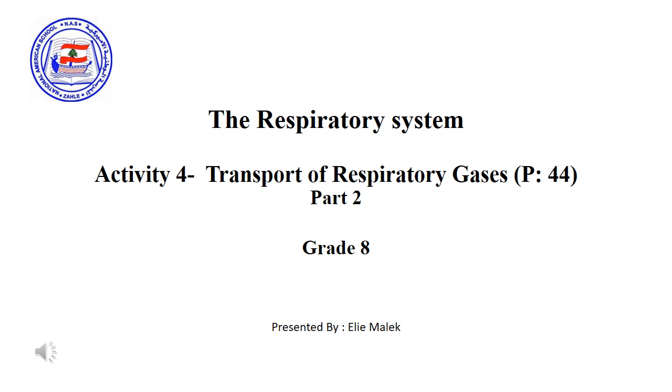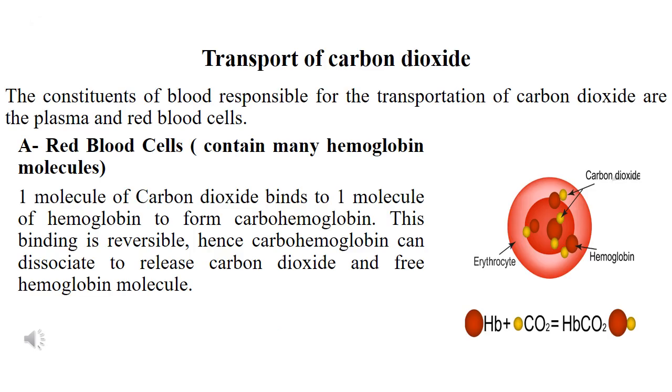Today I'm going to start with the second part of this activity, transport of respiratory gases. Open your books, page 44. In the first part, we saw the transport of oxygen, and we said that the constituents of blood responsible for the transportation of oxygen are the plasma and the red blood cells. Similarly, carbon dioxide is transported by these two elements, plasma and red blood cells.